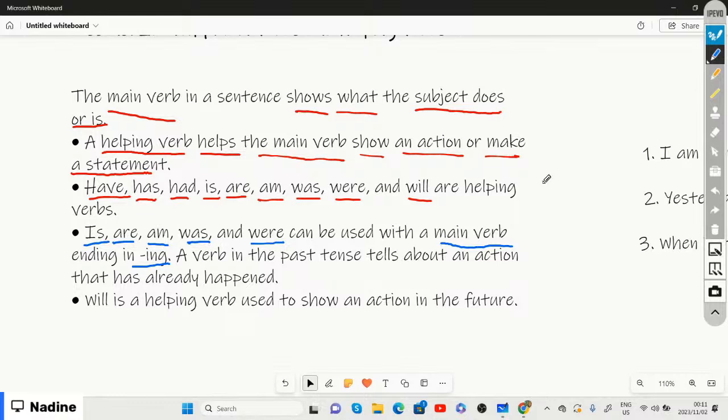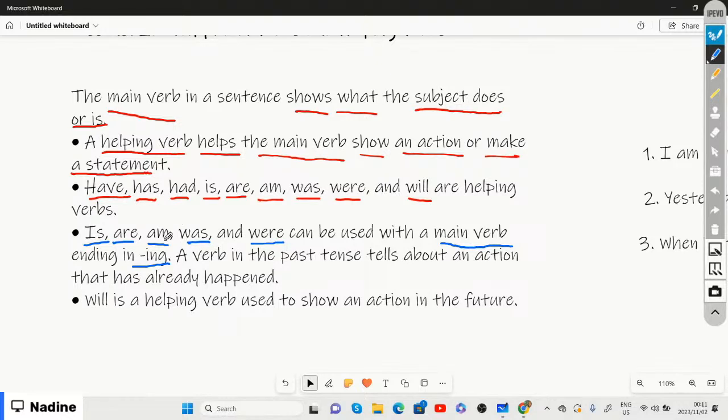For example, if we say is, right? He is watching football. Then it means that he is doing it now, right? They are, which refers to more than one person that is doing something. They are playing outside, which means that they are playing outside now. It is in the present tense.